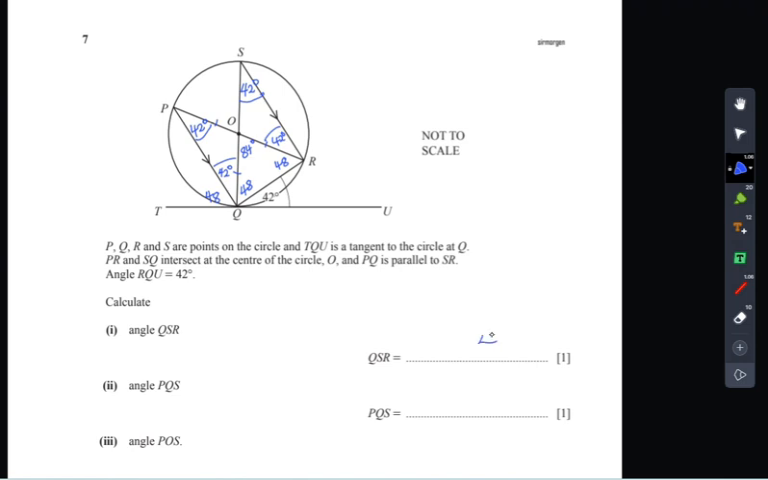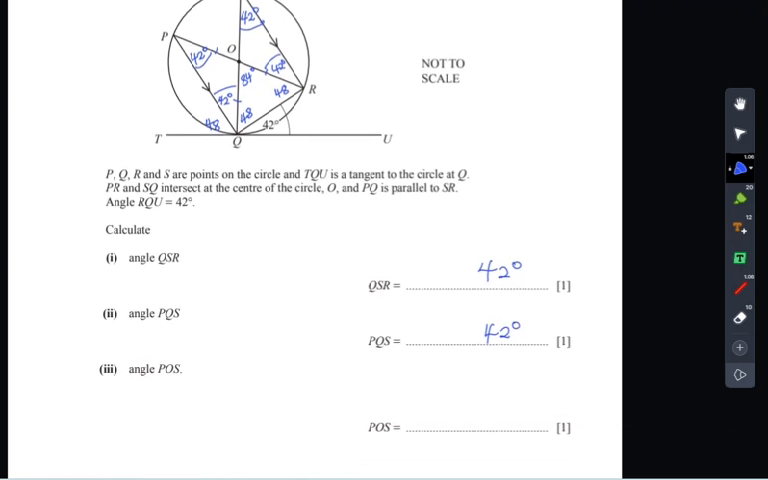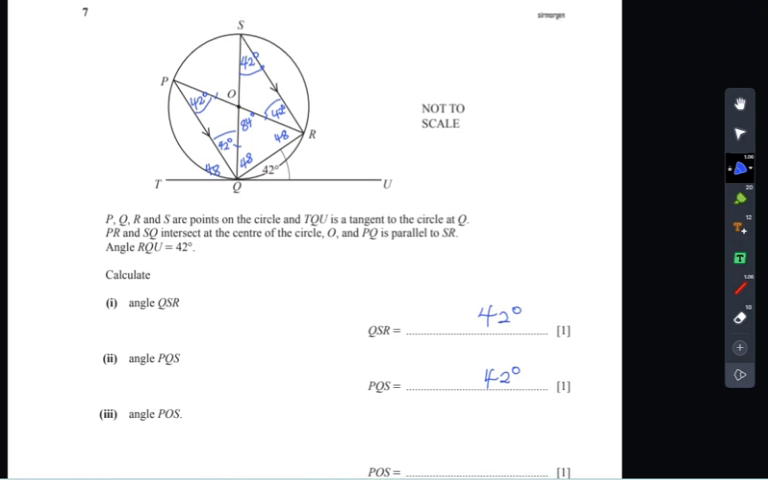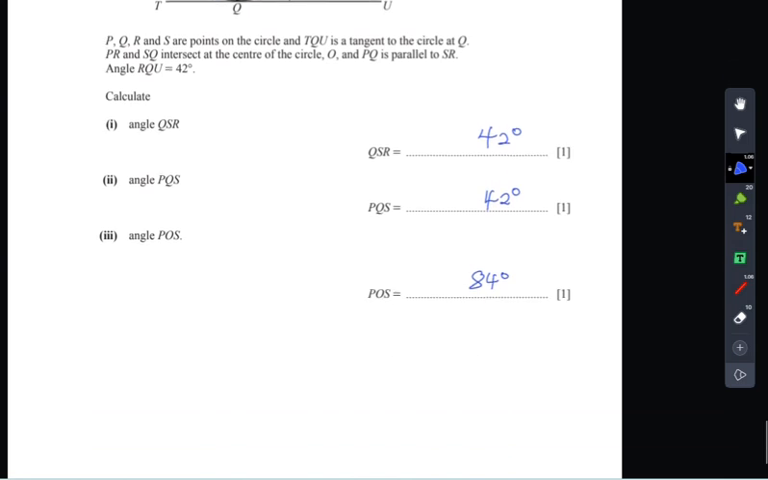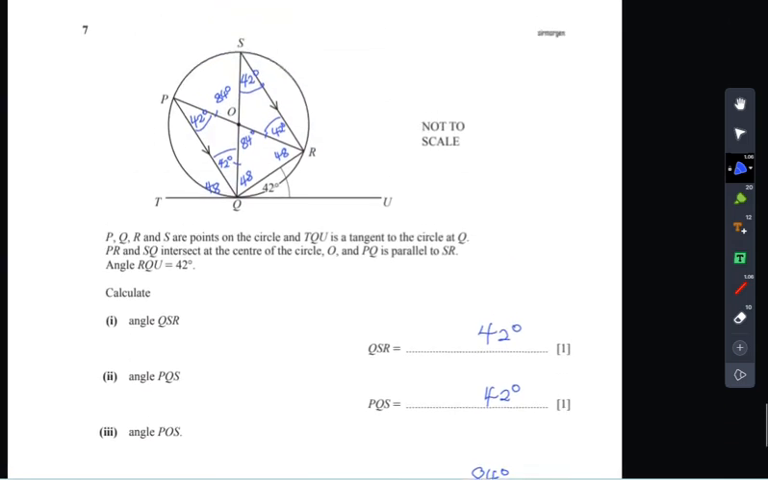Angle QSR, 42 degrees. Angle PQS, that's 42 again. POS, this one is 84. Remember, vertically opposite angles are equal. That's 84 degrees there. Anything else? All right, we are done.